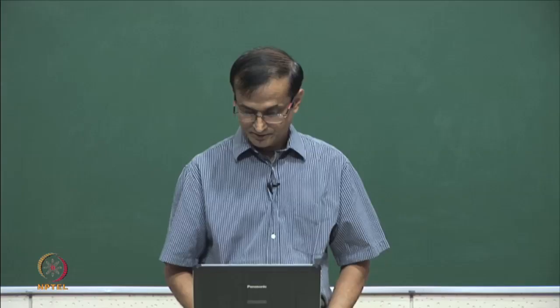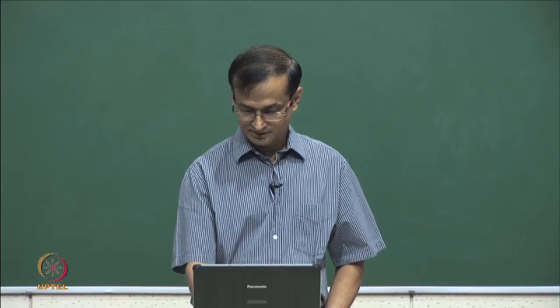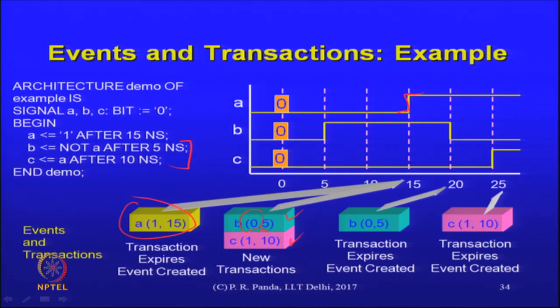Then what happens? 5 nanoseconds later the transaction expires on B, that is the earlier transaction. So, this expires, and as a result there is an event that is created on B. So, this is the only other transaction that is remaining. It would be expiring at time 25, and the value of C this time does change, and as a result an event is created on C. So, that is how that simulation waveform at an elementary level goes.